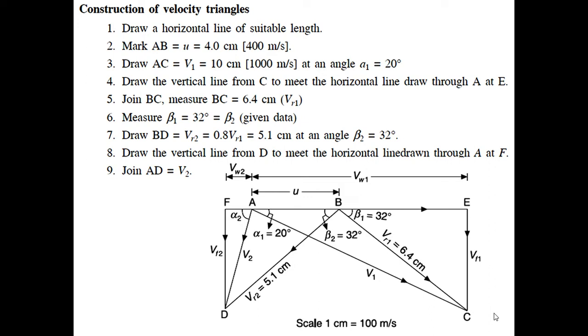What we did: we fixed one left side point, we drew V1 at alpha 1, and from A, U is also given in the problem. No need to go for the alternate procedure. U is given in the problem, that is 4 centimeter or 400 meter per second. So from A to B, you mark U.